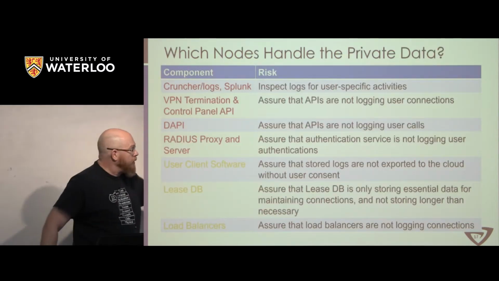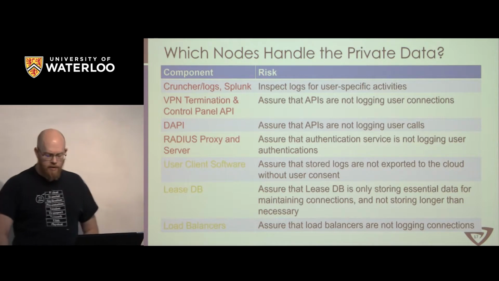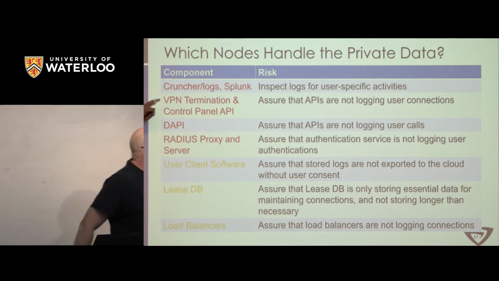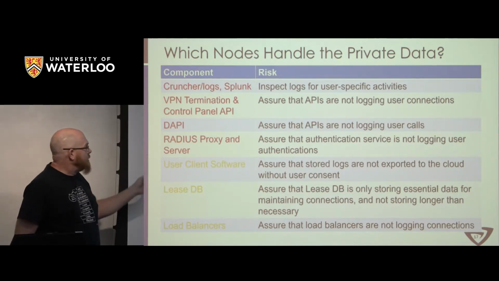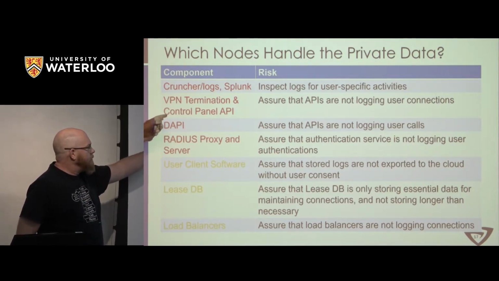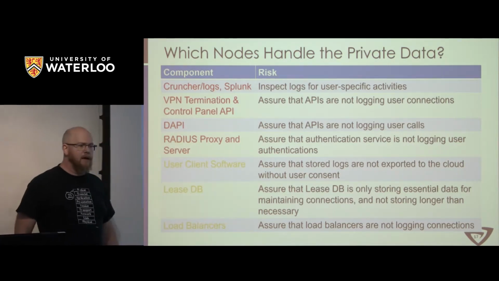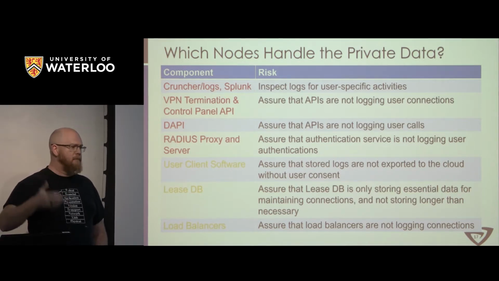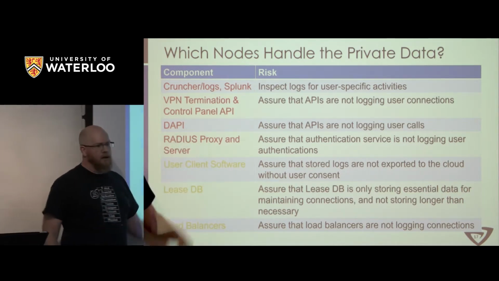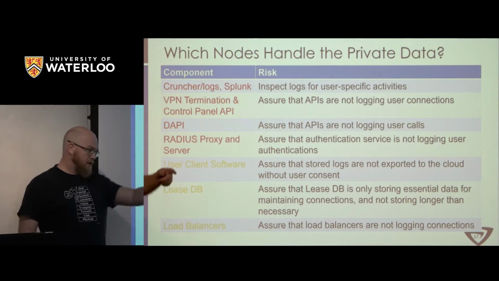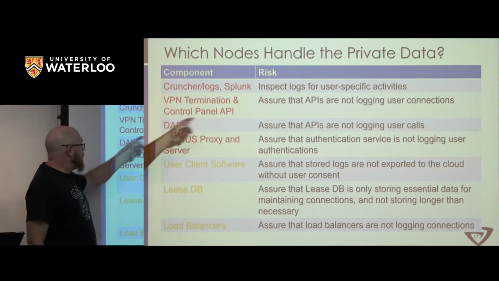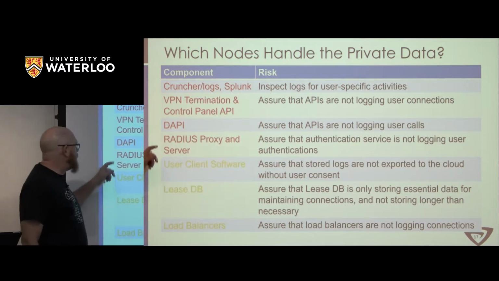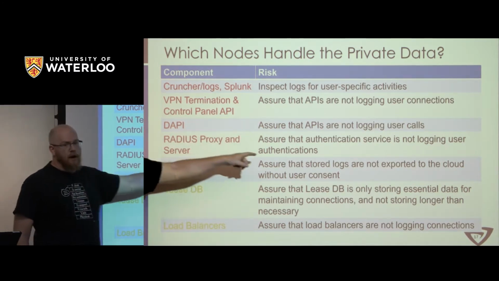So this is the agenda for the pen testers. Go make sure that syslogs don't have user-specific activities in them. Make sure that the API servers and the VPN termination are not logging user connections. Yes, sir. Question? No, just more API stuff, that the Radius server is not logging.